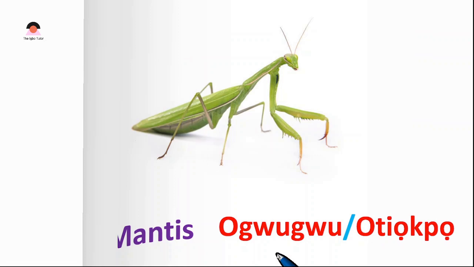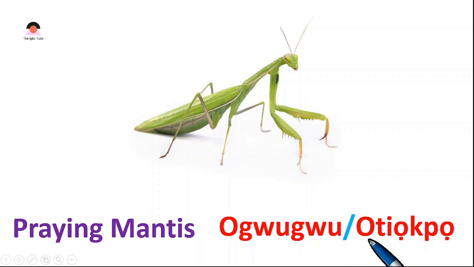Next is praying mantis. We call this ogugu. Some call it otiopo. Otiopo is a boxer, the way he positions the hand and kicks you when you come near it. So we call it otiopo or ogugu, as the case may be.